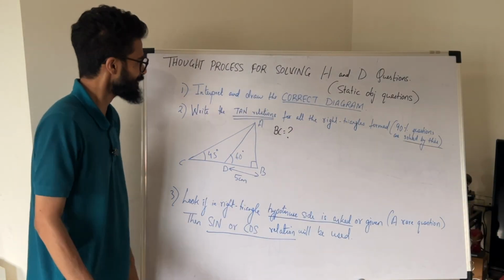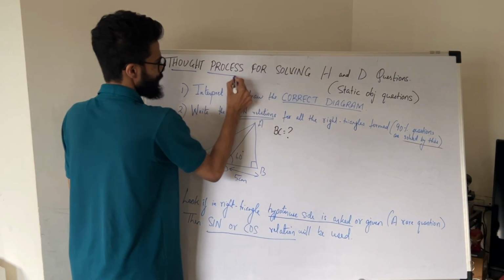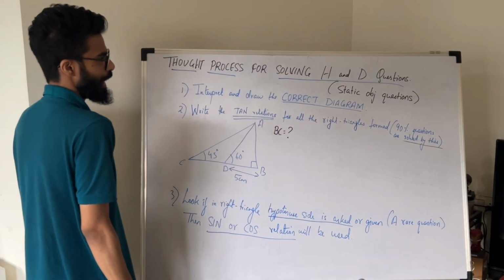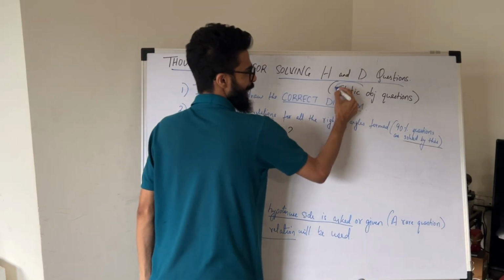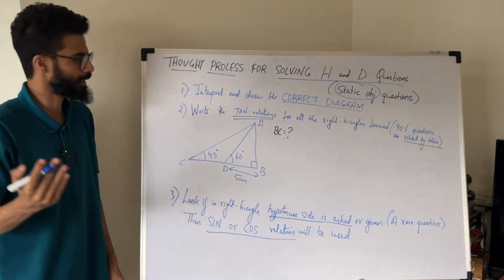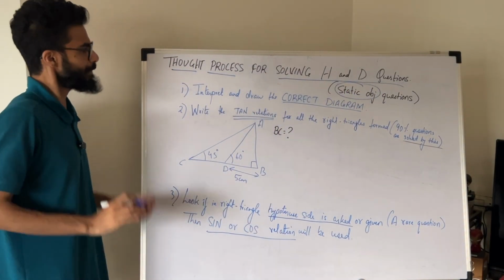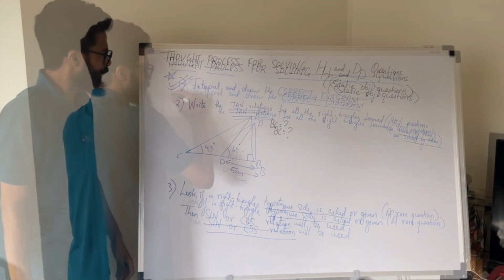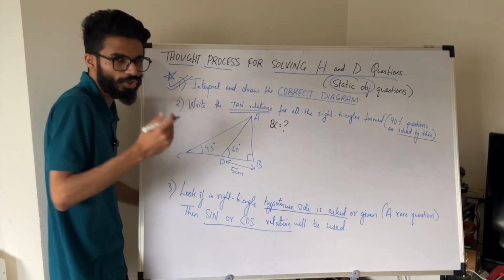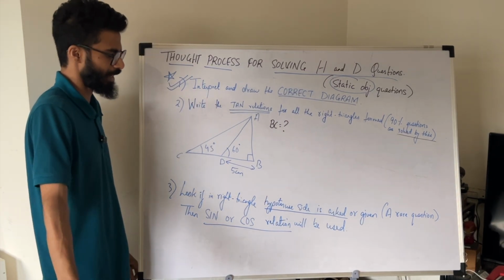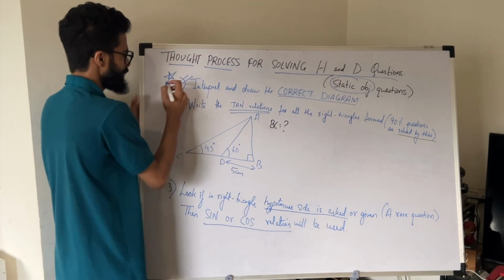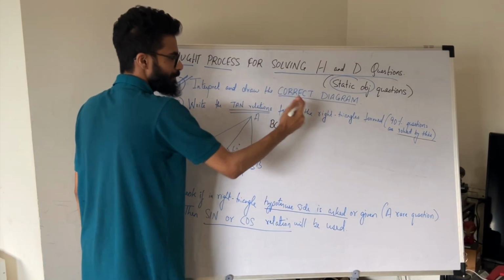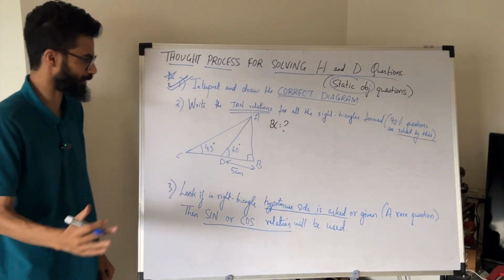Let's understand the thought process for solving heights and distances questions. Now our case 1 is static object questions. सबसे पहले भाई, interpret and draw the correct diagram. अगर यही स्टेप नहीं हुआ तो all the remaining steps are irrelevant. So guys please, step number 1, interpret and draw the correct diagram is very very important.